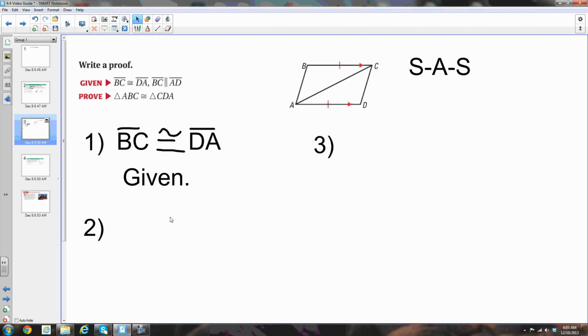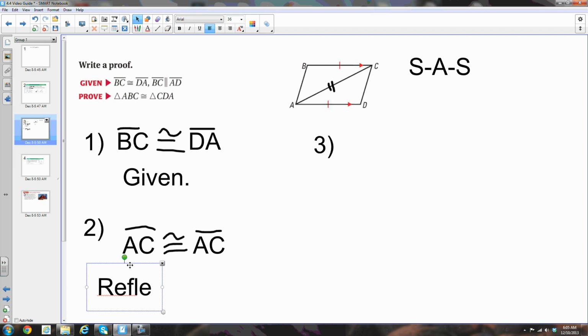Another side that we know has to be congruent, and this was something that we saw in our proof video, is that AC is congruent to itself. Now, why would we want to say something like that? Well, if you look at the picture, we see that AC is involved in both of the triangles. That means AC has the same length in this triangle as it does in this triangle. So, AC is something that we can use to help show that the two triangles are congruent. And again, when you use the same side, the reason is called the reflexive property.